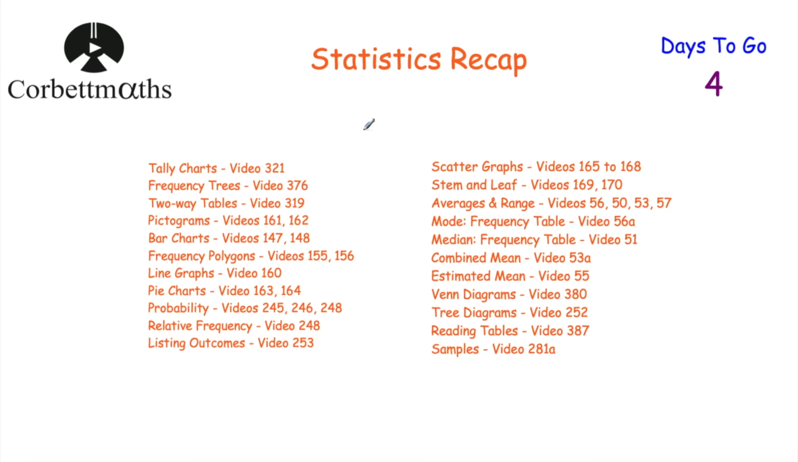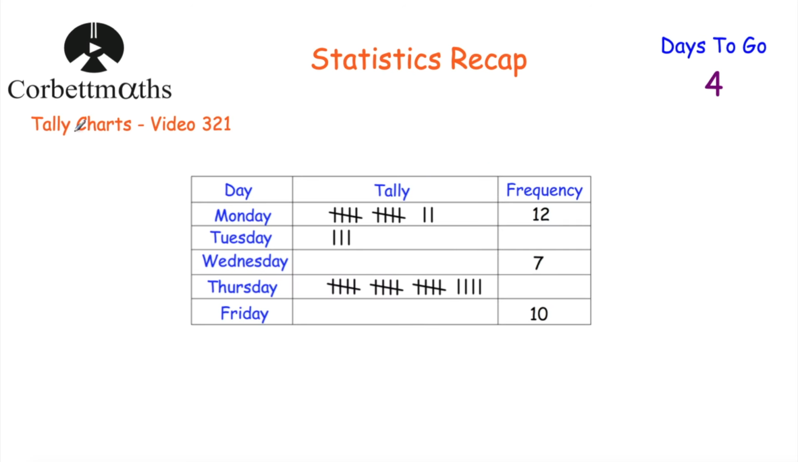So on the Corbettmaths Revision Checklist, the topics that are in orange font are the statistics topics. You've got tally charts, frequency trees, two-way tables, all the way to samples, and things like probability, scatter graphs, pie charts, combined mean, estimated mean, Venn diagrams, things like that. Okay, so let's start off by looking at tally charts.